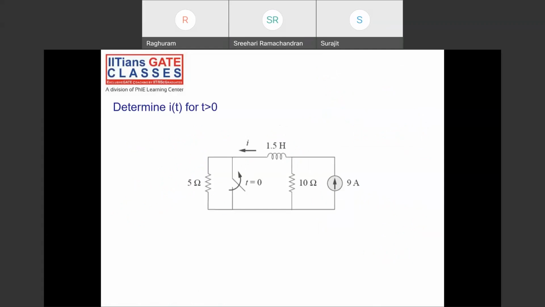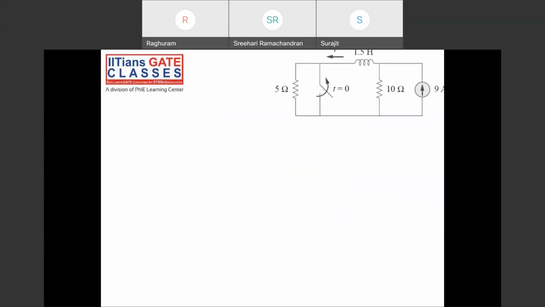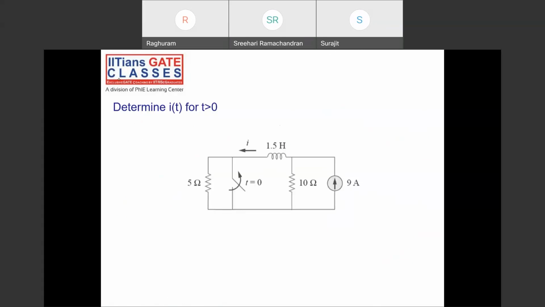Again, define I of t for t greater than 0. Simple questions. If you know the formula and the concept, it's a one-step question. All are one-step questions. The whole of transients is with the four formulas I told you. If you are thorough with the four formulas and the concepts behind those, you are through with transients. As simple as that.